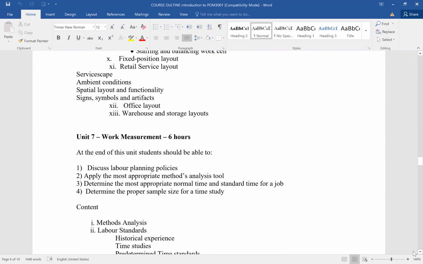Last but not least, we're going to be looking at work measurement. So we'll be able to discuss labor planning policies, apply the most appropriate methods and analysis tools, and determine the most appropriate normal time and standard time for a job. Again, these are calculations we're talking about. Determine the proper sample size for a time study, so you're looking at the Z value. You guys have seen a normal distribution table, right? In another course, a normal distribution table where you find a Z value. Yes, right. All right, great.